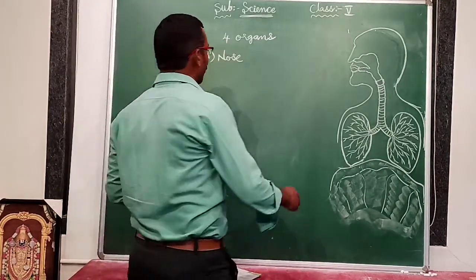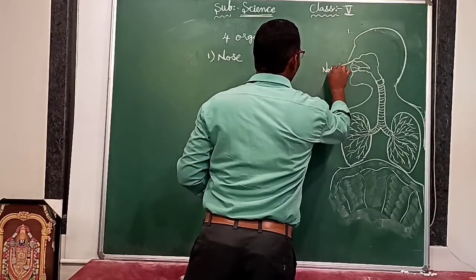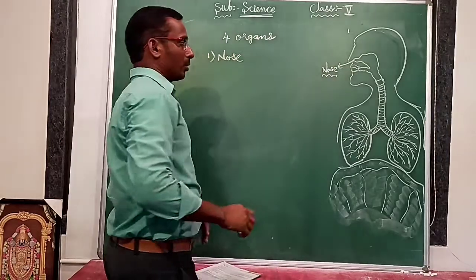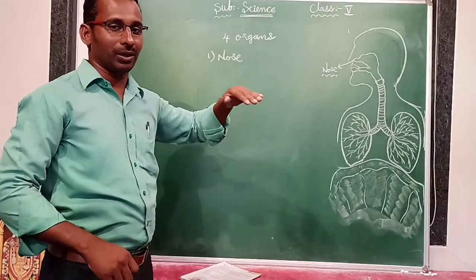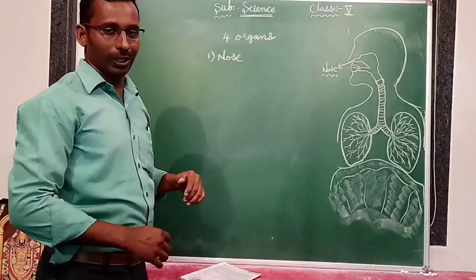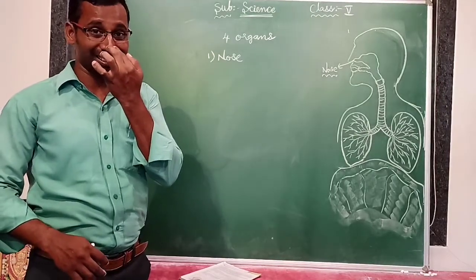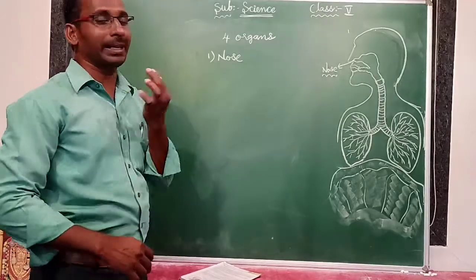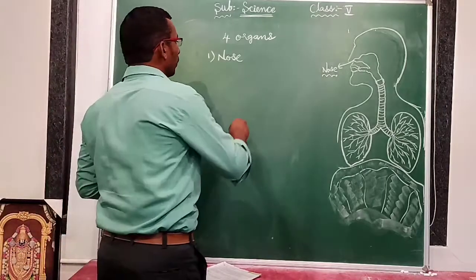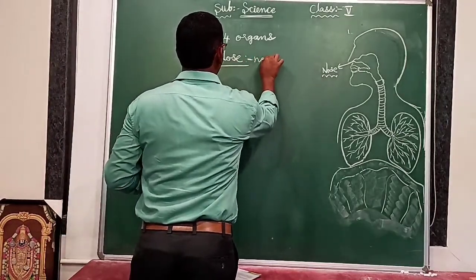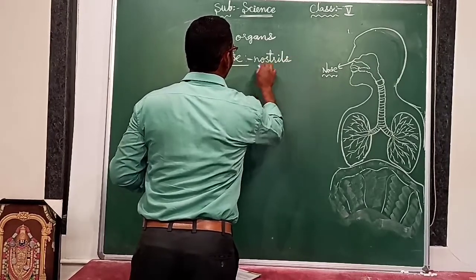And first, this respiratory system begins with the nose. Clear? First of all, we will discuss the nose; after that, one by one, we will discuss the others. First, the nose. Do you have a nose? Yes, everybody has a nose. This is our nose, one of the sense organs. Our nose contains two nostrils. See, here one hole is there, here one hole is there. These holes are called nostrils.